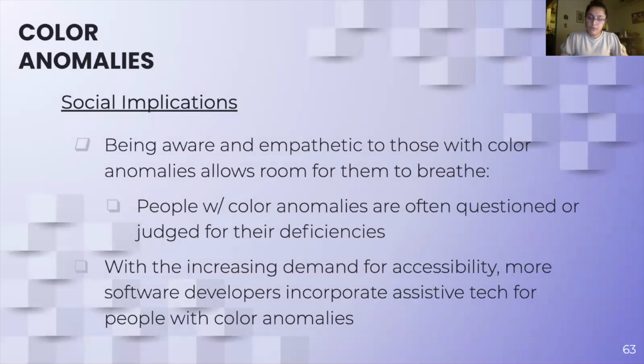Now, it's important to understand color anomalies and their complexity. Being aware and empathetic to those with color anomalies allows room for them to breathe. People with color anomalies are often questioned or judged for their deficiencies. With the increasing demand for accessibility as well, more software developers are incorporating assistive technology for people with color anomalies. So everything is going in an upwards trend in terms of inclusivity and accessibility, especially with the help of technology and science.